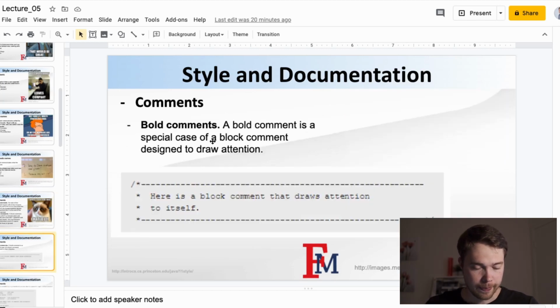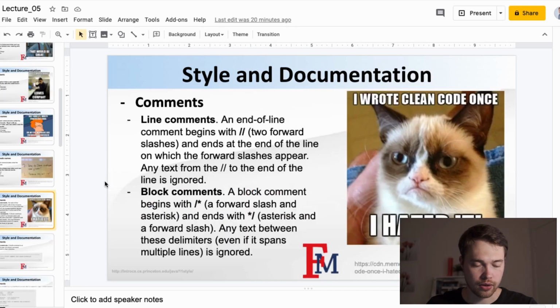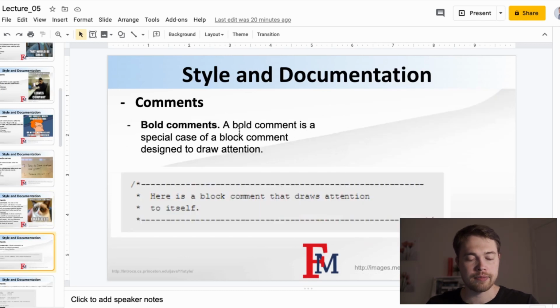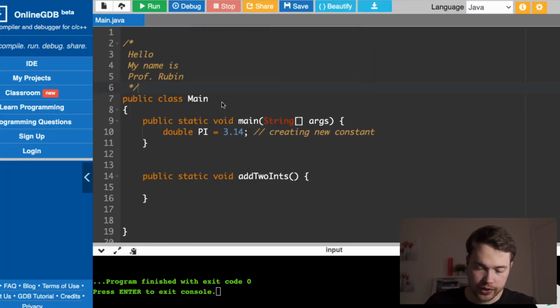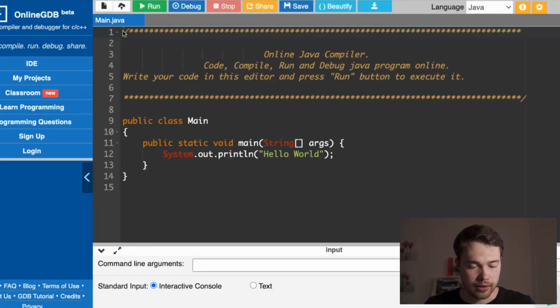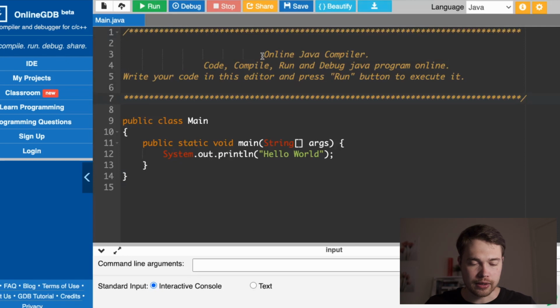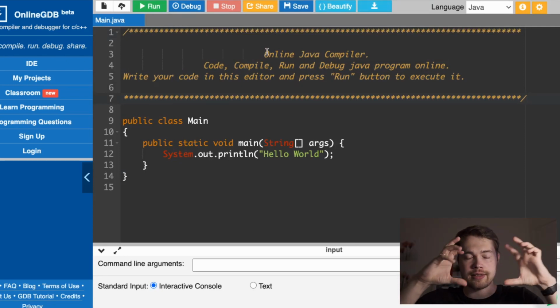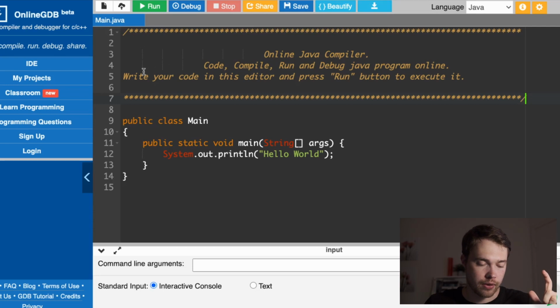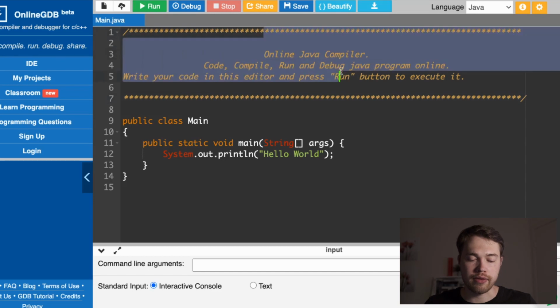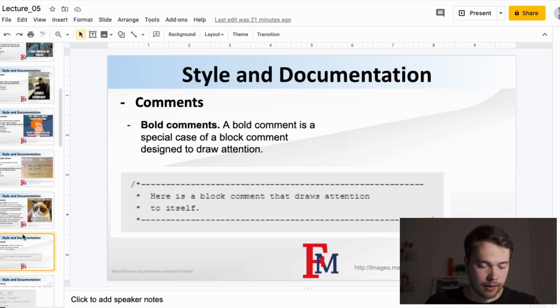So block comments, or bold comments. A bold comment would be like a subsection or subcategory of a block comment. It's a special case of it and designed to draw attention. So if I reload this page, that thing at the very top, you see this? That would be considered a bold comment. It's an actual section comprised of seven lines, and it's designed to draw your attention. So you would ideally place a lot of information here.